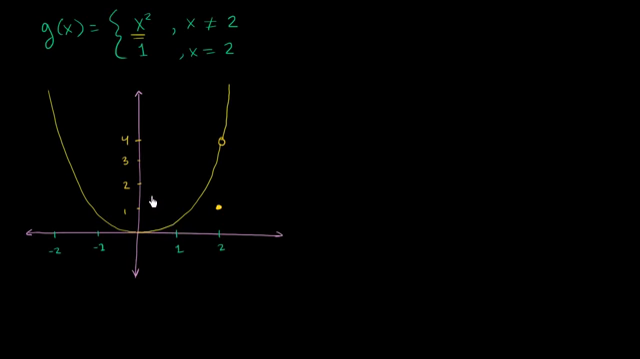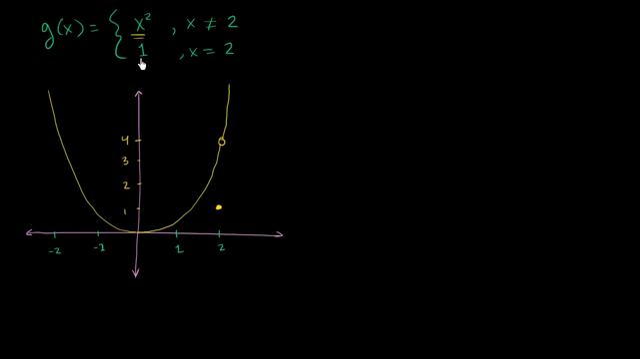You can define a function however you like. And so notice, it's just like the graph of f of x equals x squared, except when you get to 2, it has this gap, because you don't use f of x equals x squared when x is equal to 2.